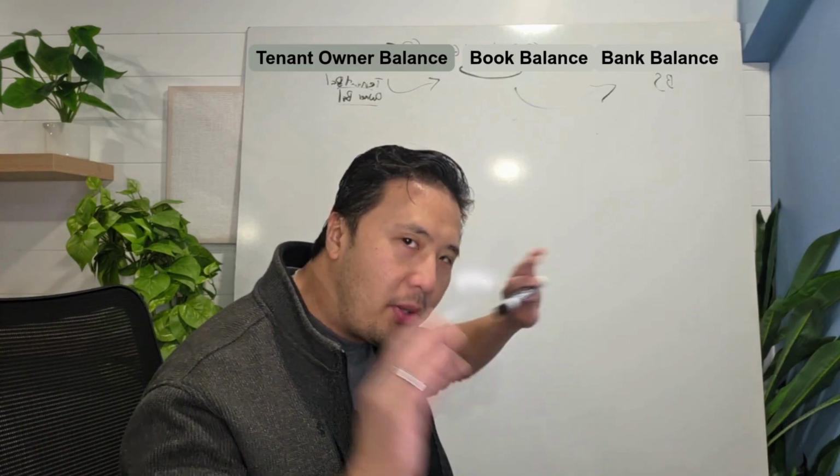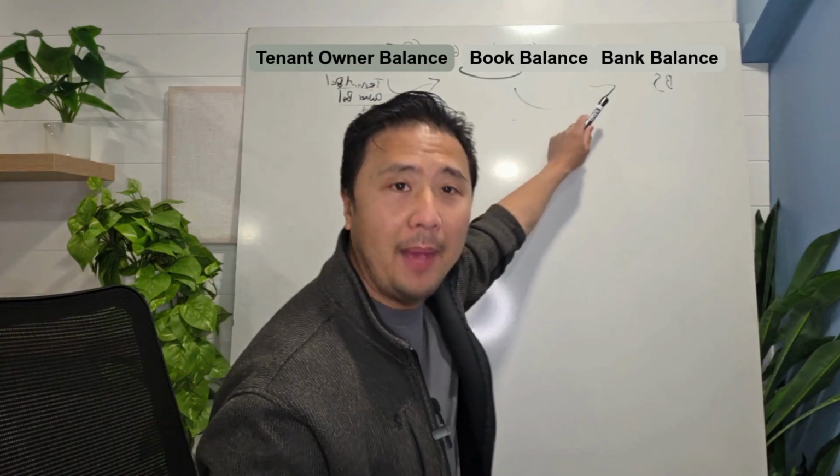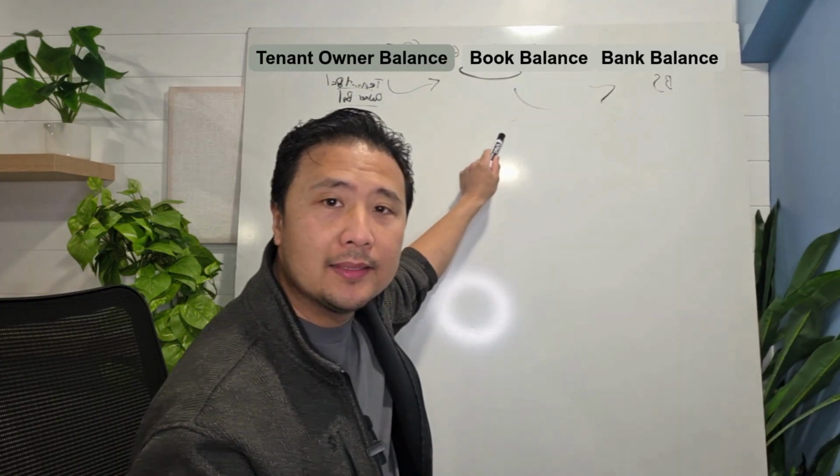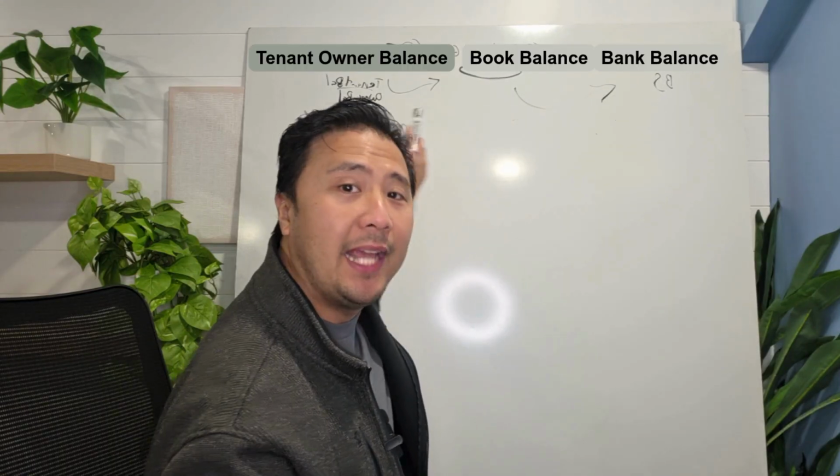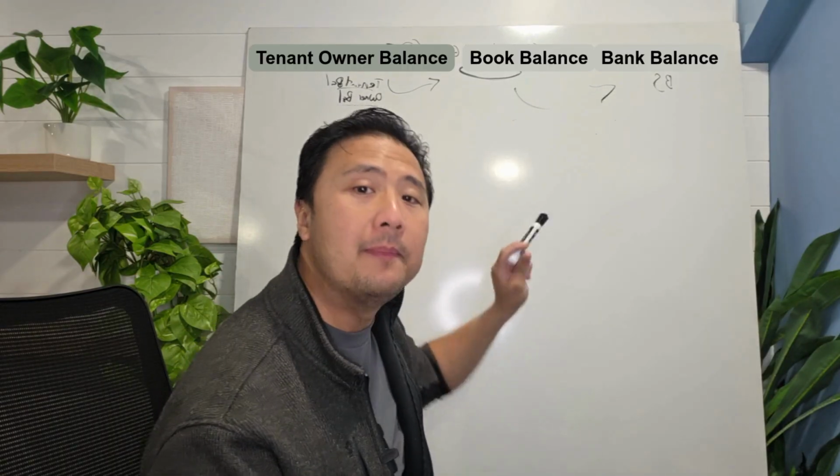So I need to emphasize this. Let's bring it all together. The bank balance, the book balance, aka the GL or general ledger, and the tenant and owner balances. If all three match, you're in a good place. If not, you've got work to do.